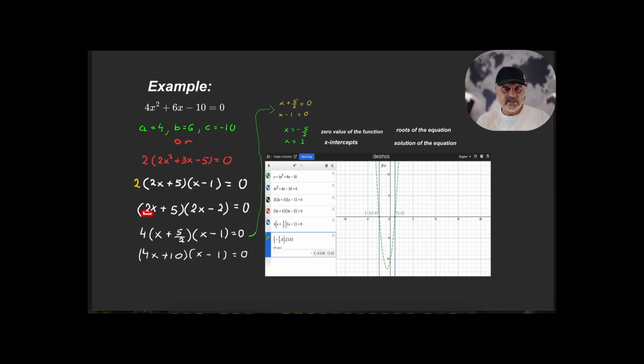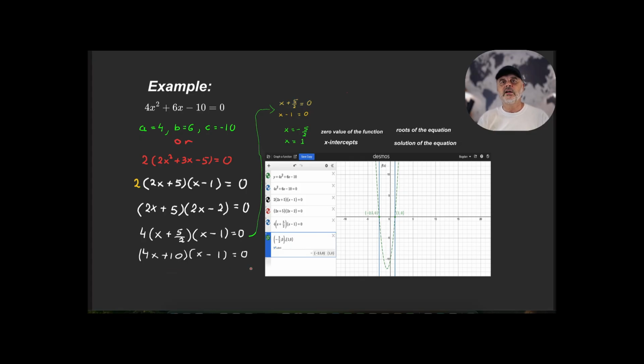Or you would say, what if I were to factor 2 from each set of brackets? That would bring you 4 outside. And then solving this binomial, x plus 5 over 2, would give you negative 5 over 2. And x minus 1 equals 0 would give you the solution x is equal to 1. Or if you were to put that factor 4 back inside, you would multiply to get 4x plus 10, and you still would receive the same answer.